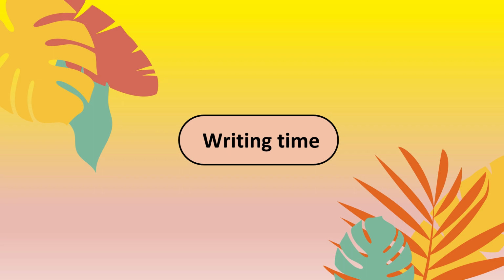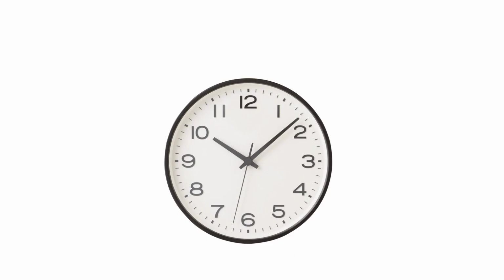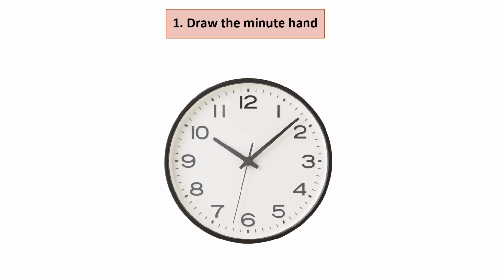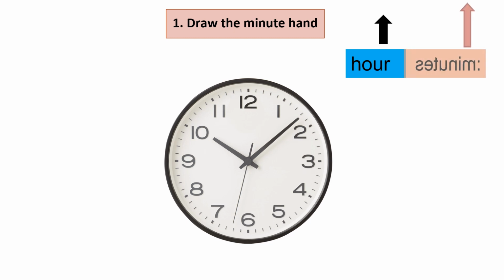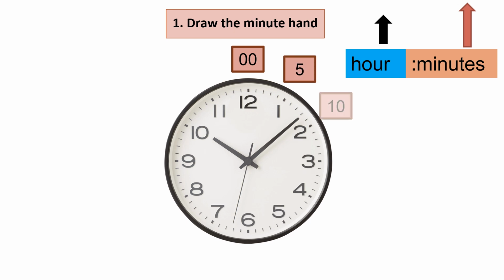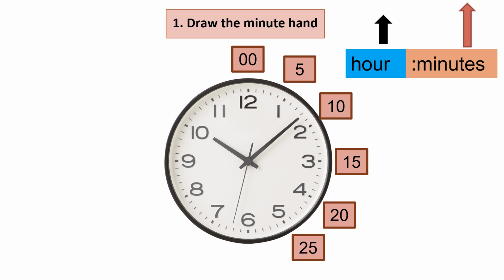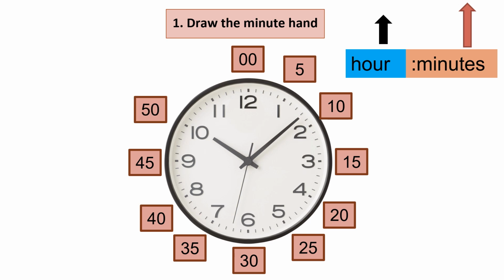Now we're going to do writing time. For writing time, first you're going to learn drawing the minute hand. Remember, the minute hand is the long hand. To count the minute hand, we start from 0 and skip count by 5: 0, 5, 10, 15, 20, 25, 30, 35, 40, 45, 50, 55, and when it gets back to 12, it will start at 0.